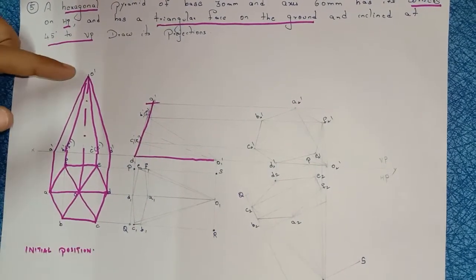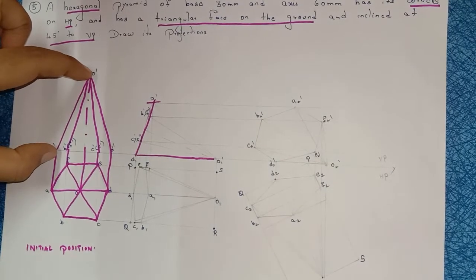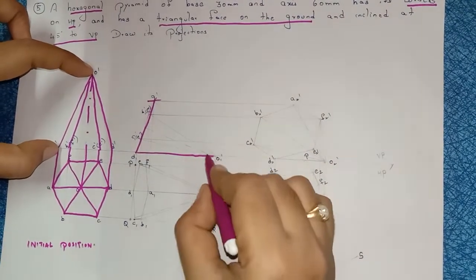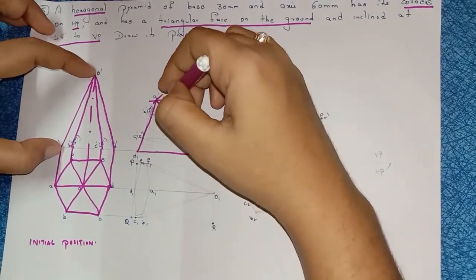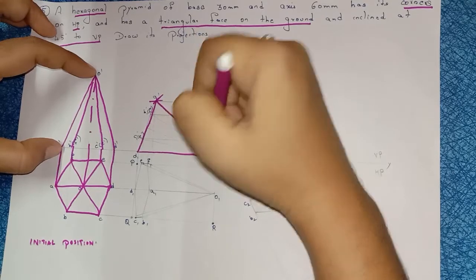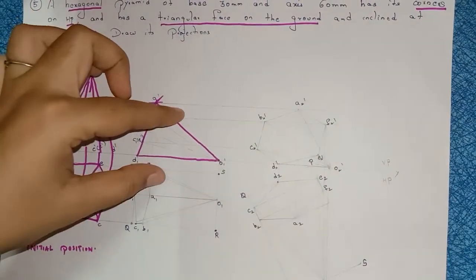After that, next from O dash to A dash, I will take this length with the help of the compass. I will keep the compass here, from O I will cut this, and again I will draw here. Same, I am drawing this triangle here.